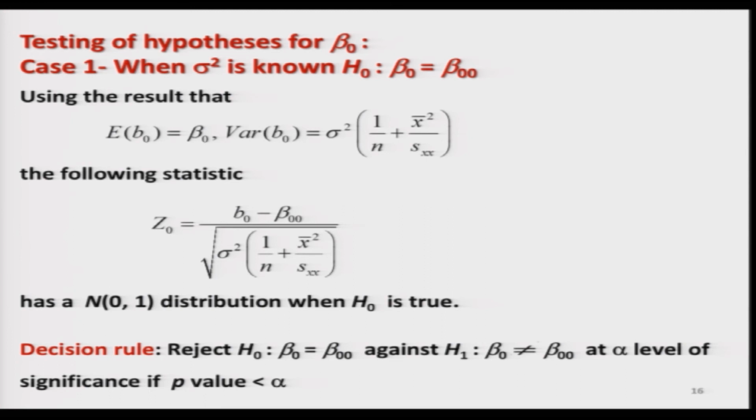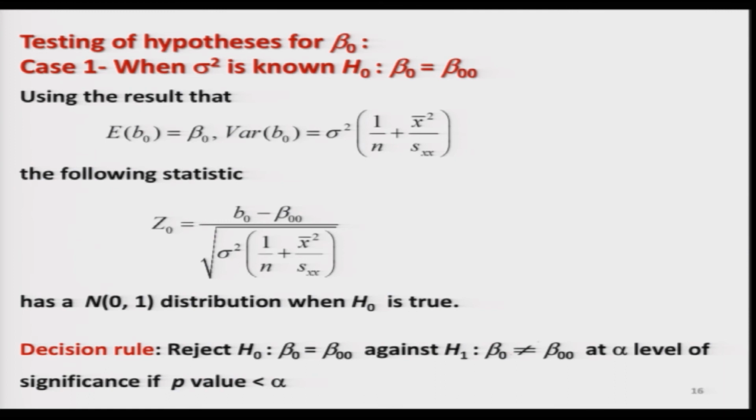Okay, now I come to the test of hypothesis for beta naught. The test of hypothesis and confidence interval for beta naught, when sigma square is known and when sigma square is unknown, can be constructed and developed exactly along the same line as I have done for beta 1. The only thing that changes is the variance of b 0 and the estimate of the variance of b 0 hat, right.